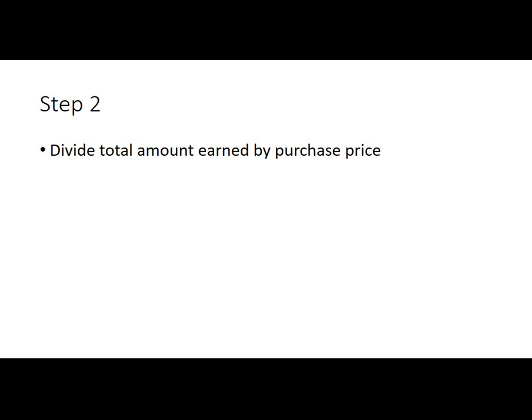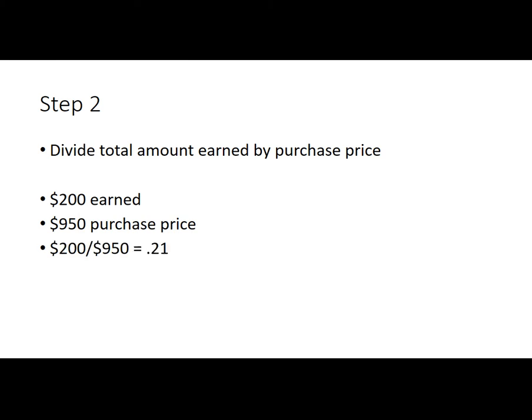For step two, we're going to divide the total amount earned by the purchase price. We know we have $200 earned and a $950 purchase price. When we take those two numbers and divide them, we're going to come up with 0.21. We're not quite done yet. We do need to multiply that by 100 in order to come out with the percentage rate of return. Once we multiply by 100, that would bring us to a 21% rate of return.